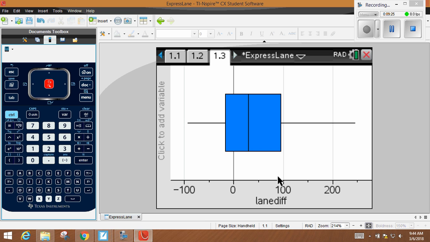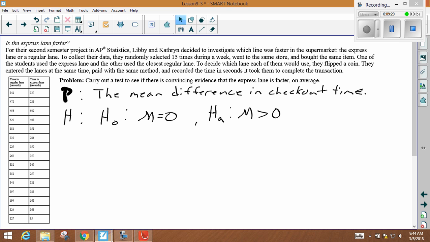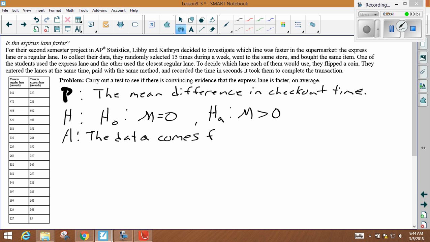Okay. Let's go ahead and get to A. The data comes from SRS. I think that 150 is, huh?